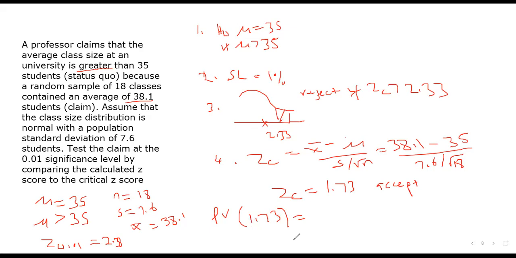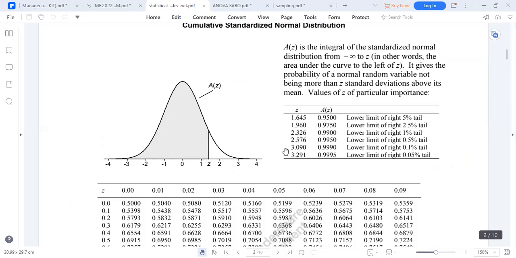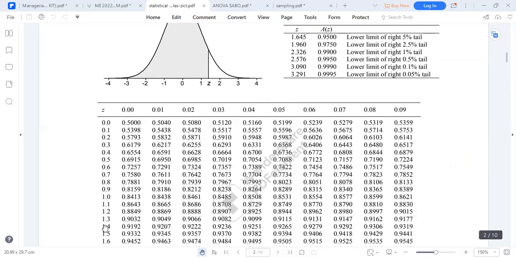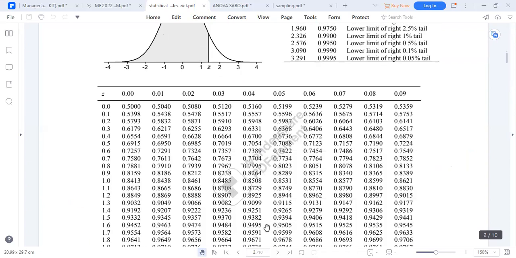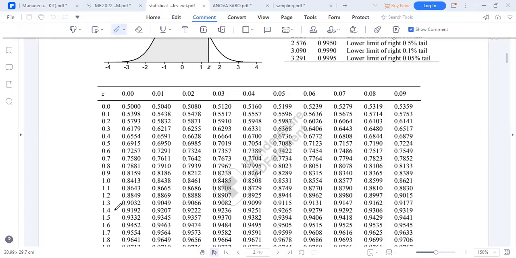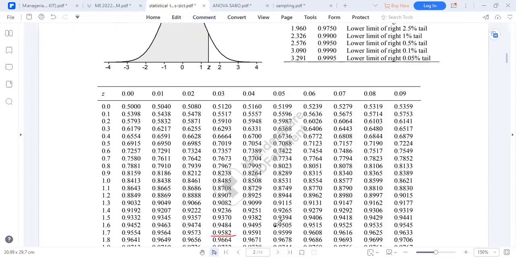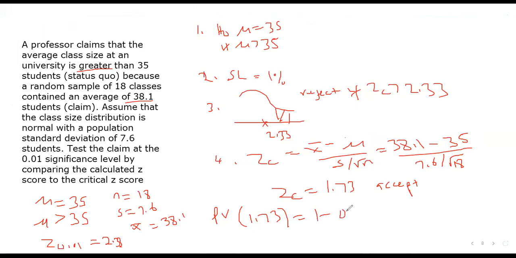So here, we go to our Z table, 1.73. What is the figure for 1.73? So 1.7 and under 3, what is the reading? 0.9582. So subtract 1 minus 0.9582.